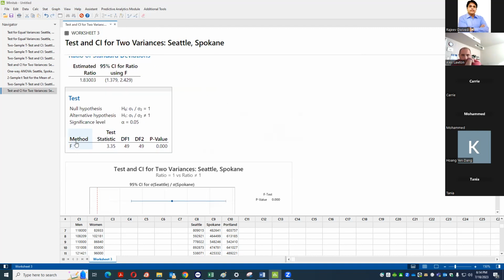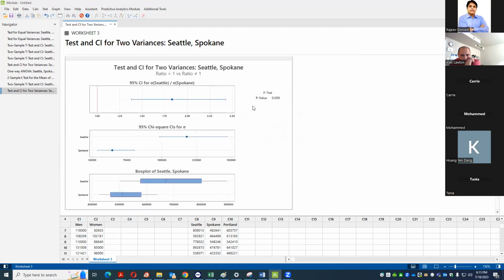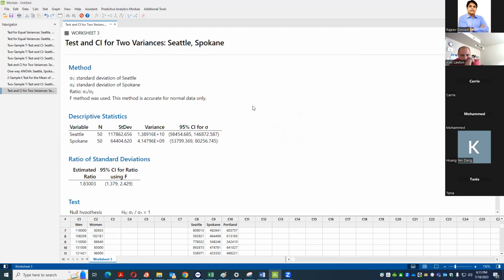So the F-test is the test statistic, so for variance we use the F-test. Just for the difference in means, but we know the population variance, that we use a Z test, not a T test.